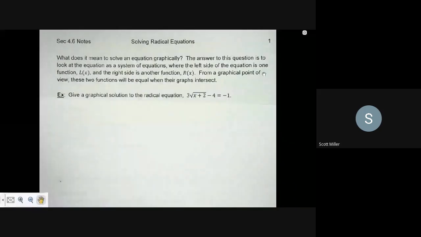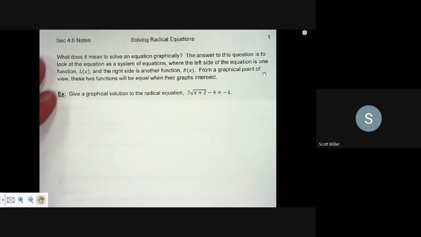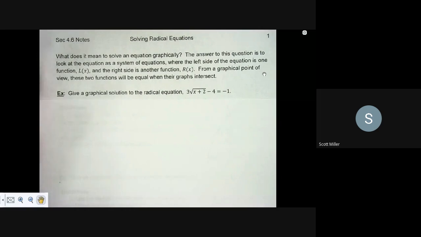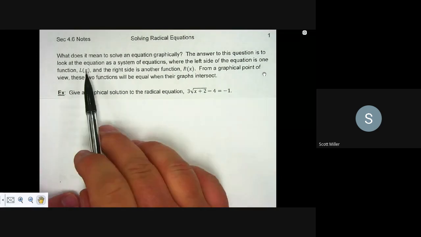Okay, in this section 4.6, we're going to be solving radical equations. We're going to look at it from a graphical point of view and also an algebraic point of view. So we talked about this before. What does it mean to solve an equation graphically?